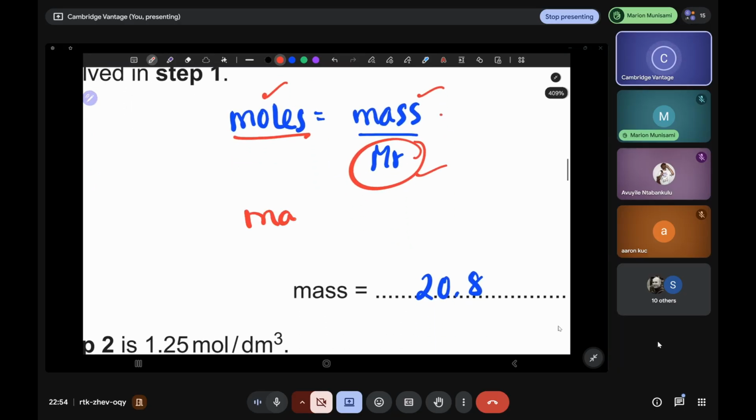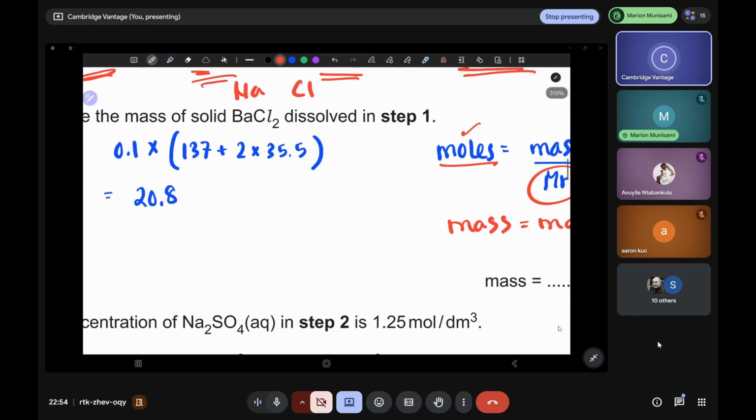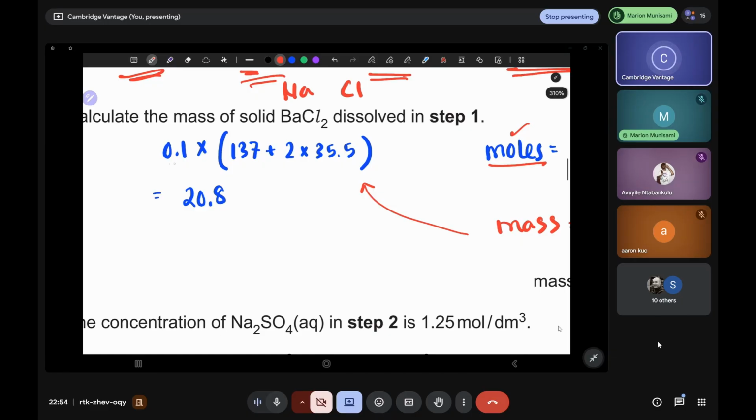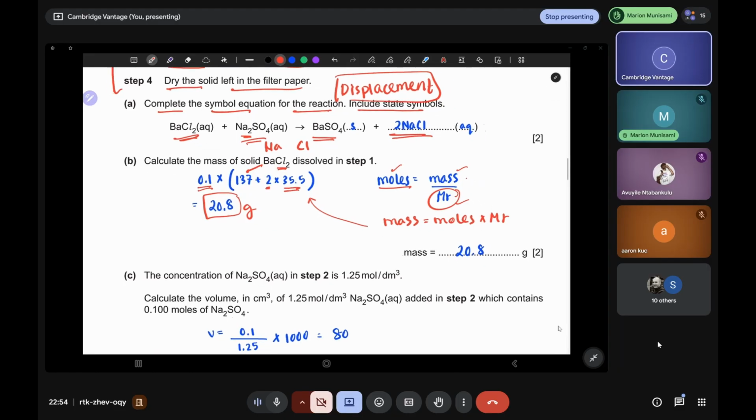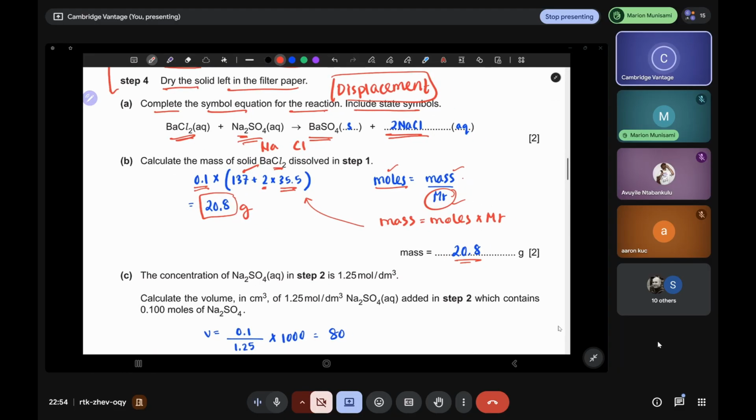So the formula, if you just rearrange it first, mass is equals to moles times Mr. So that is what we are doing over here. The moles was 0.1, and the Mr for barium, the mass number is 137. Since we have 2 chlorine over here, it's 2 times 35.5. And if you just multiply all of it using your calculator, you will get 20.8. And this is in grams, in case you're wondering. So the mass of BaCl2 that is used in step 1 is 20.8 grams.